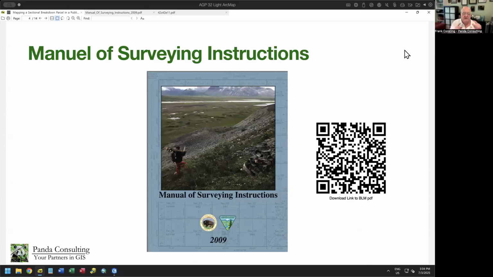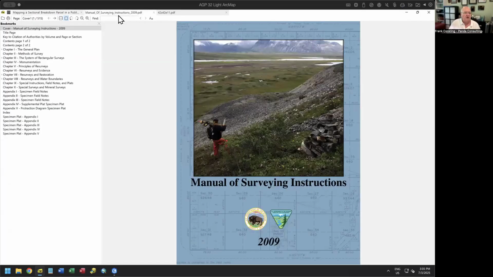All right, so this is the book I was talking about. This is the Manual of Surveying Instructions. Just a little insight. If you are a surveyor, this is your Bible. This is your gospel. If you're working in any of those PLSS states, you need to learn this. You need to acquire this. I have included here with this QR code a download link to the BLM PDF. They make it available, the Bureau of Land Management PDF, and you can download it. I've opened it up here.